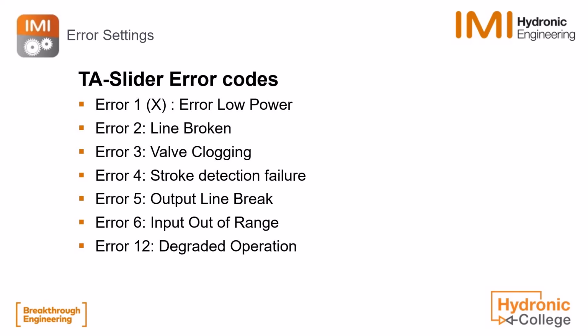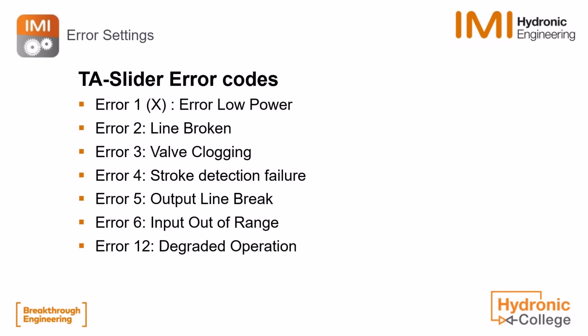This error occurs when the calibration was not successful, like when the detected stroke is significantly higher than the maximum stroke. Output line break shows that there is something wrong with the output line cable. Error 6 is input out of range. This happens when the input signal is, for example, 12 volt instead of the maximum 10 volt.